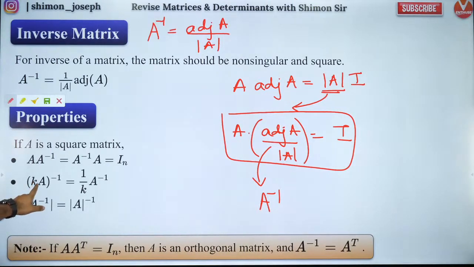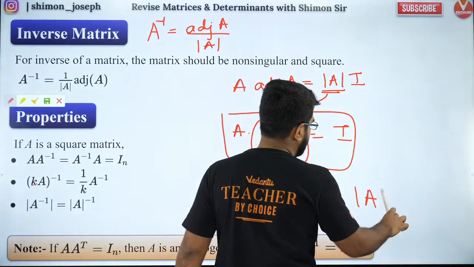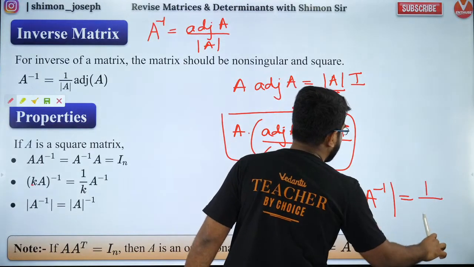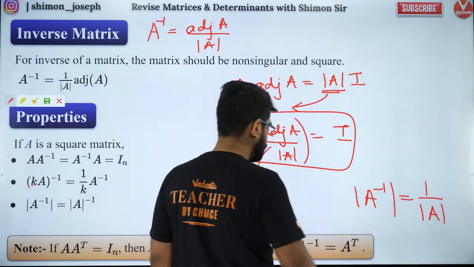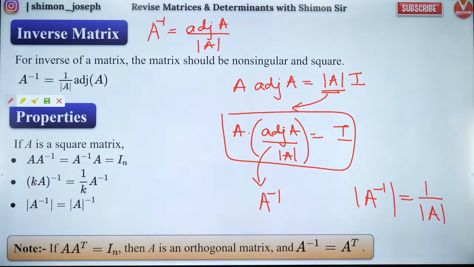So next one is kA, the whole inverse will be, k is a constant. So k inverse will be 1 by k and A inverse will be as such. And what is the determinant of A inverse? The determinant of A inverse is nothing but 1 by determinant of A. Got it? I hope everybody has understood it.